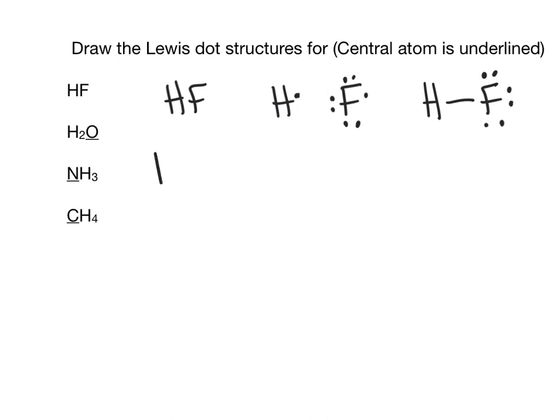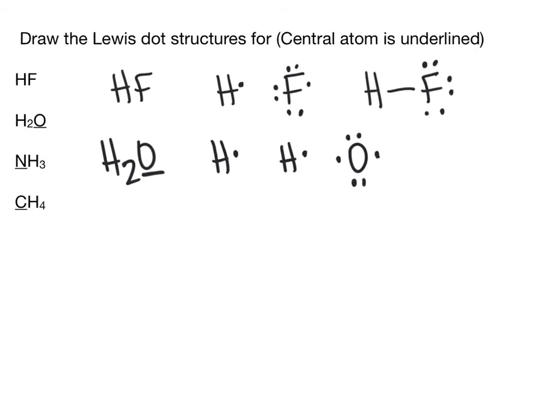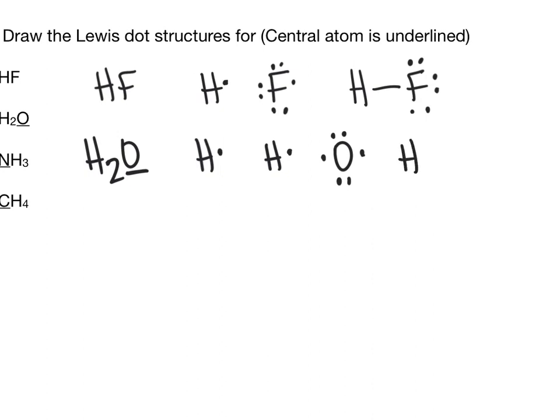So let's look at H2O, where oxygen is the center. So we're going to again have hydrogen. We're going to have oxygen with its 6 valence electrons. So we can see that these will fit together in this way. We're going to have hydrogen connected to oxygen, and it will look like this.